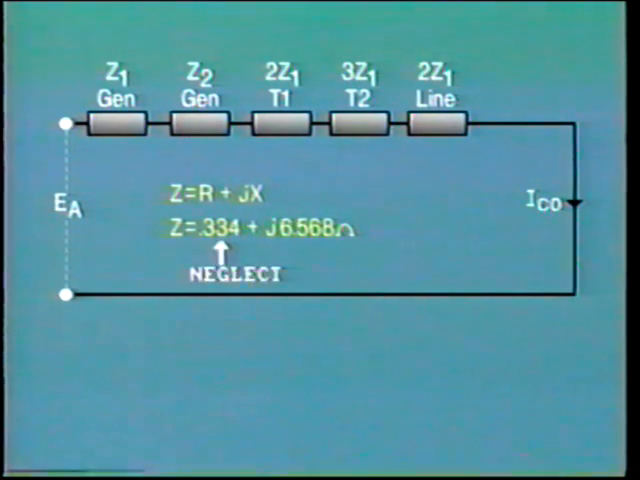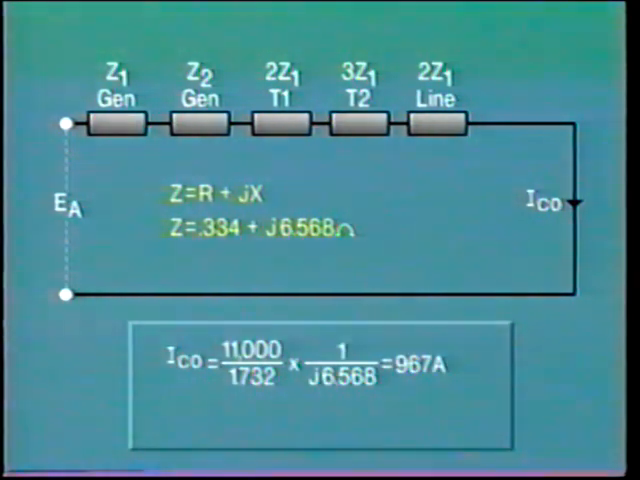Clearly, the resistive component, which is part of the line impedance, is exceedingly small, and in this example can be ignored. Thus, we can calculate that the zero sequence current in the grounded phase, IC0, equals 11 kV over 1.732 divided by J 6.568 ohms equals 967 amps. Fault current equals 3 times I0 equals 2,900 amps.